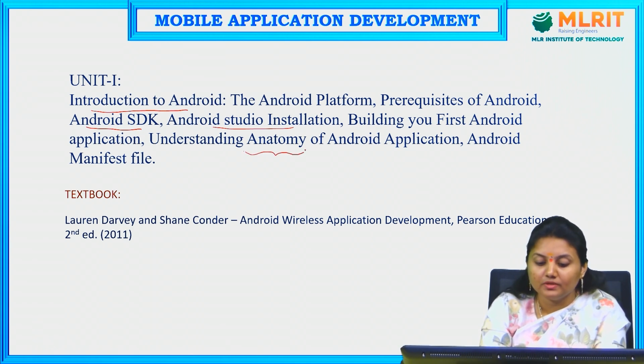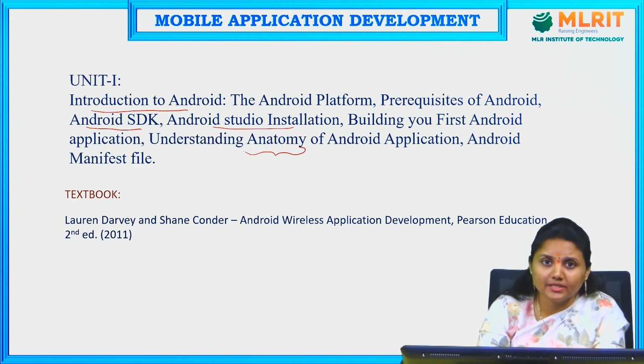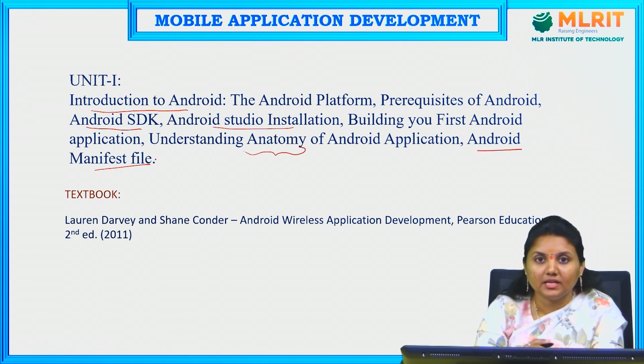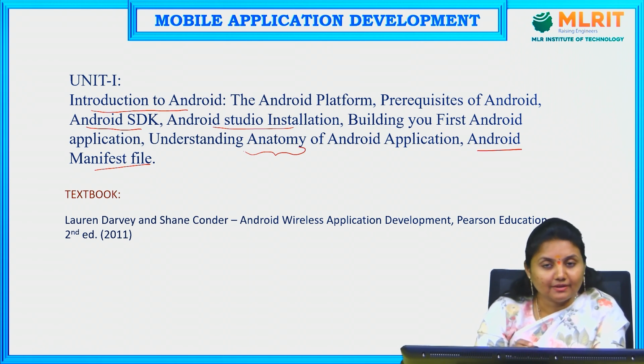So anatomy covers the overall picture of what Android Studio is and what the different elements are, what their uses are, and how to implement them. Then the Android manifest file. The Android manifest file is the one which binds your XML as well as Java programming. XML and Java are the two programs that we write, one for the design phase and one for the backend, the logical part. So Java is for the logical part, XML is for the design part.